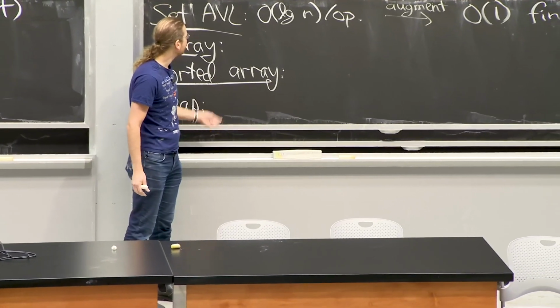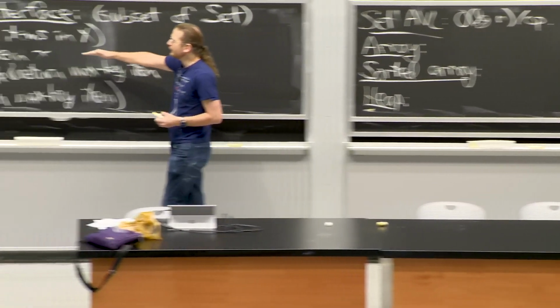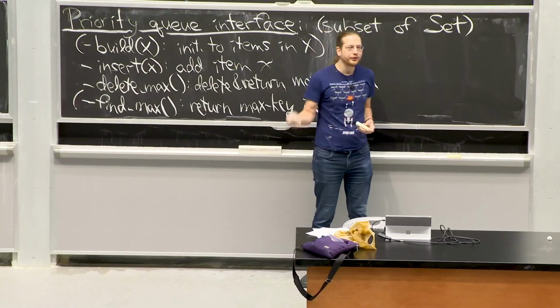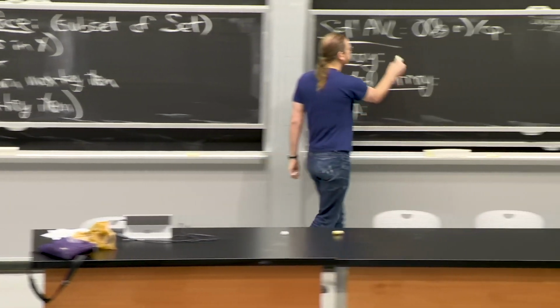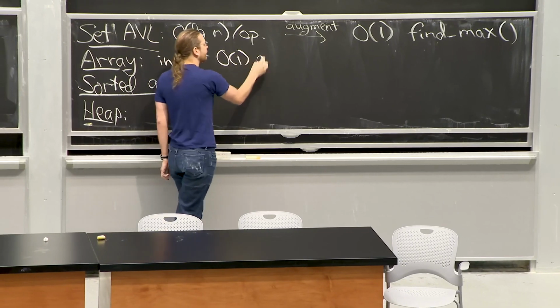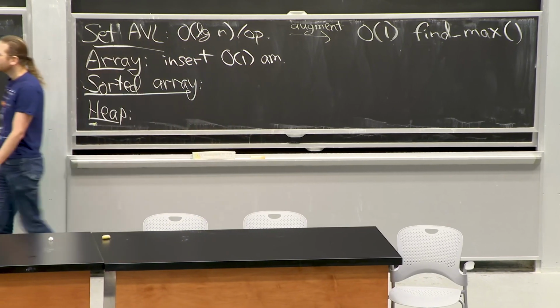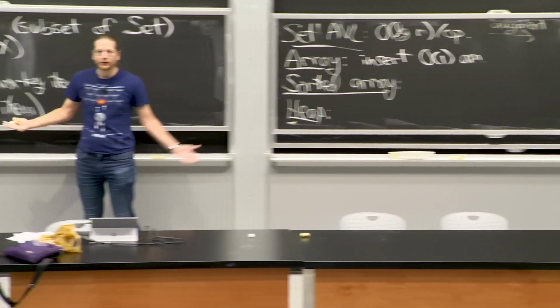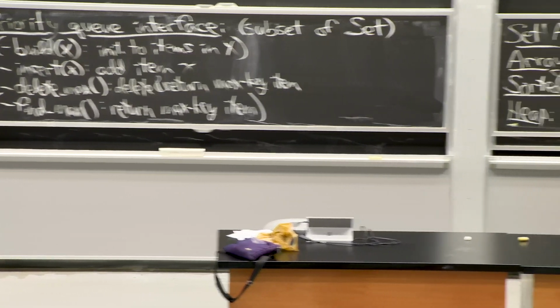So if I have an unsorted array, this is very easy to insert into, right? I just append to the end. This is what we called insert last. So insert is fast, constant amortized. We might have to resize the array, so that's the amortized part. But delete max is slow in an unsorted array. I don't know where the maximum is, so I have to scan through the whole array.